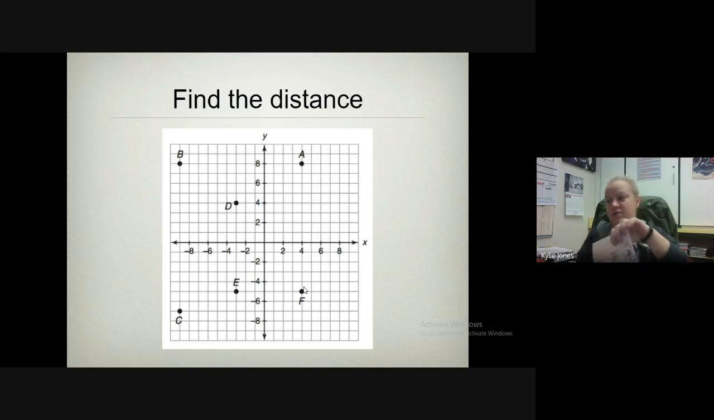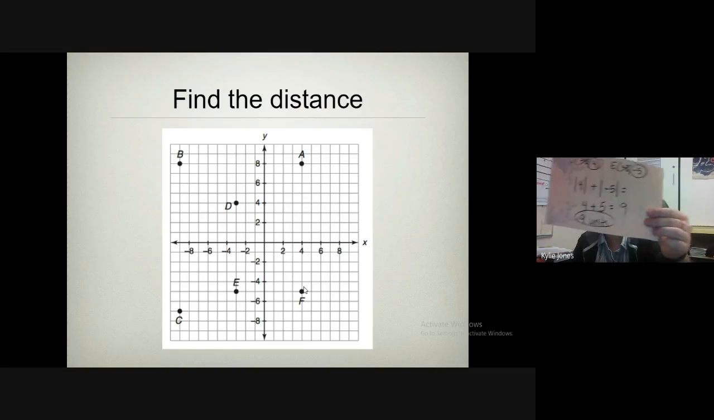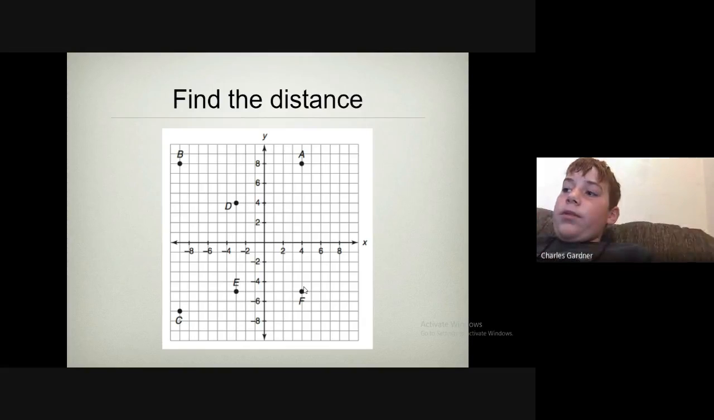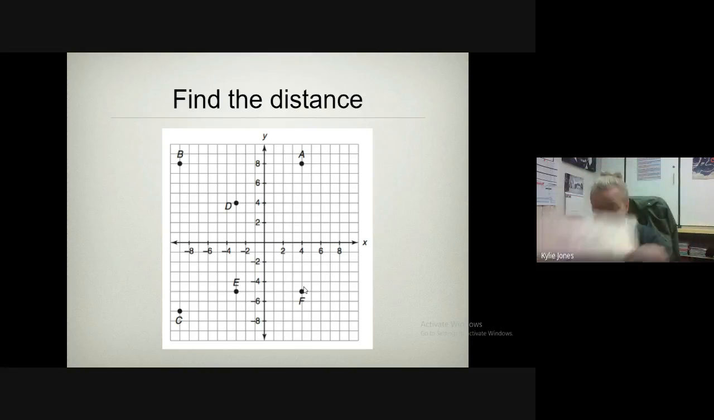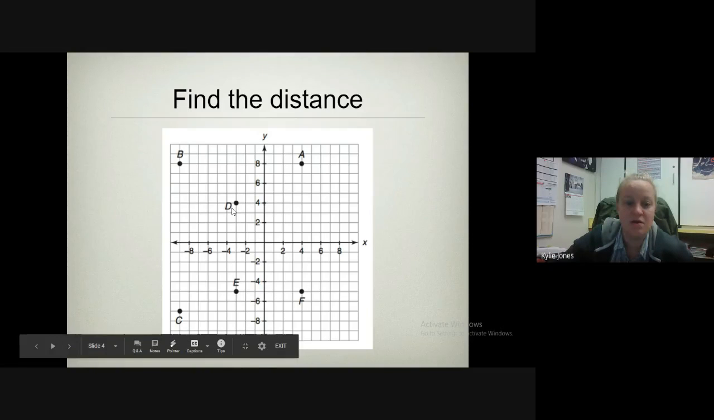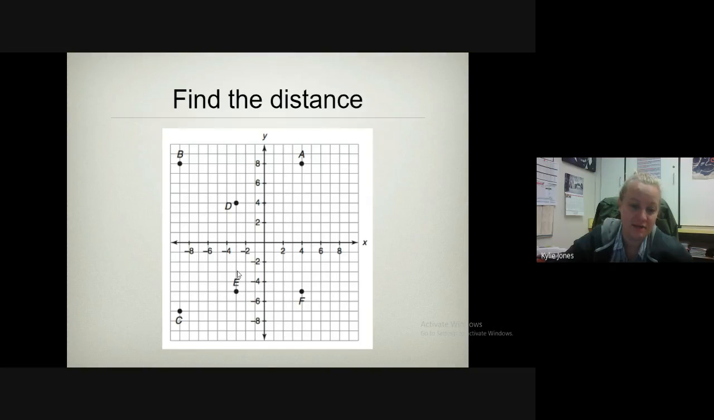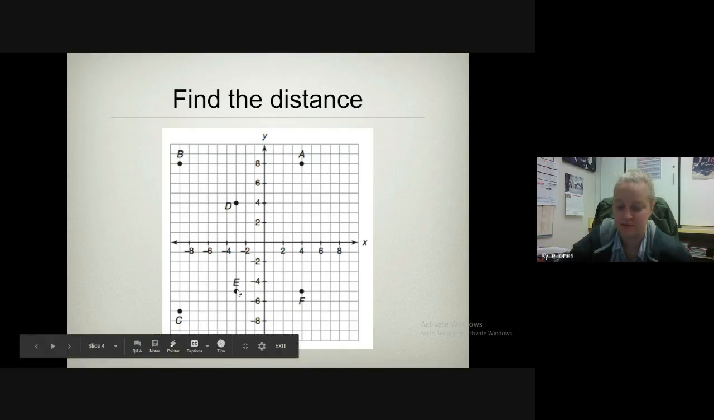How do you check that answer? What could you do? Count them. Good. You could count from D to E. So we're going to do that one really quick. If you're looking at the presentation, we could count from D to E. I'm going to go down. So it's 1, 2, 3, 4, 5, 6, 7, 8.